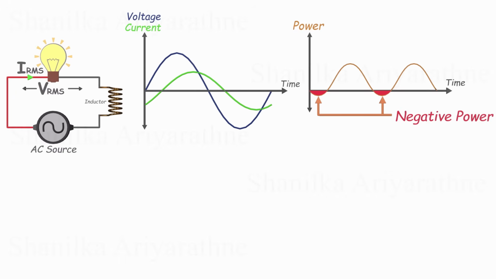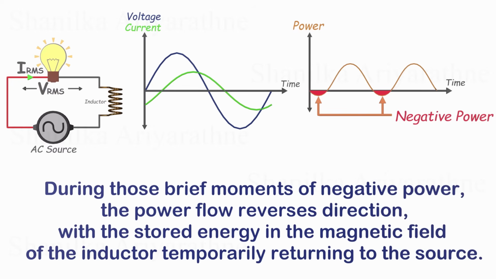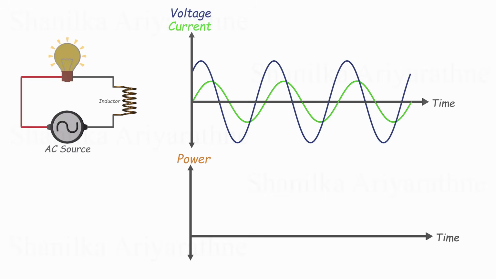This negative power doesn't imply that the load is generating energy. Instead, it simply means that during those brief moments, the power flow reverses direction, with the stored energy in the magnetic field of the inductor temporarily returning to the source. Let's attempt to explain this more clearly.